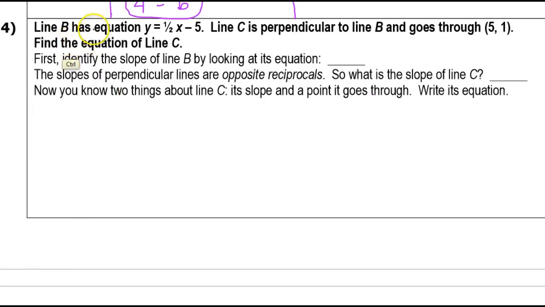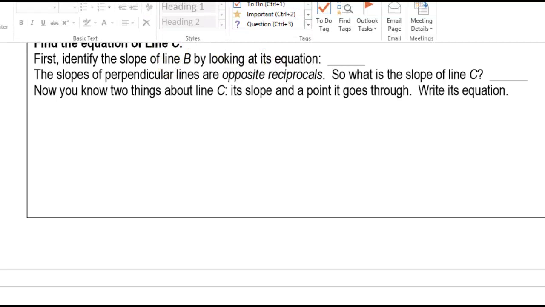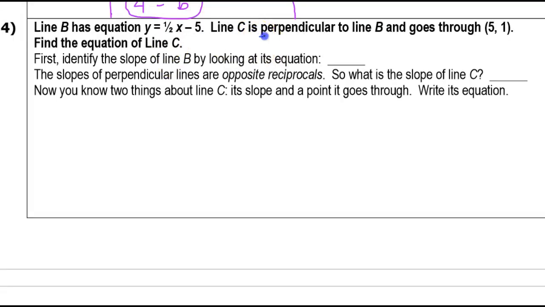Okay, problem number 4. Line B has this equation. Line C is perpendicular to line B and goes through this point. We need to find the equation of line C. Now, the key word here is perpendicular. So we need to stop and talk about how the slopes of perpendicular lines work.